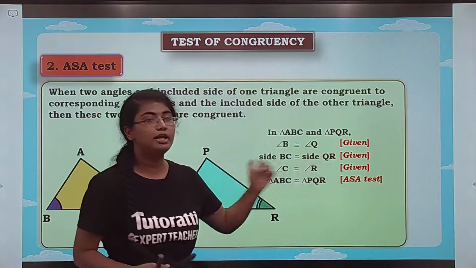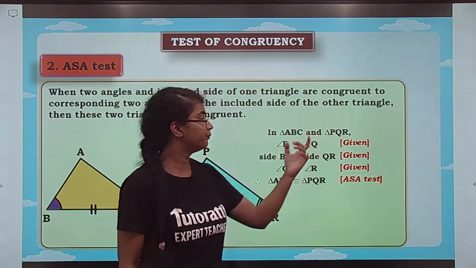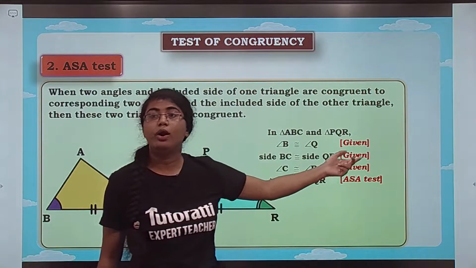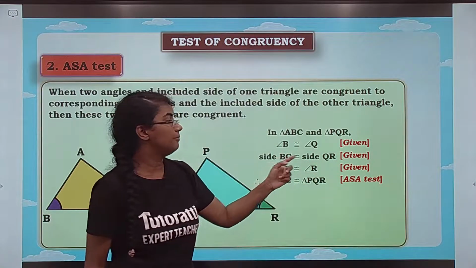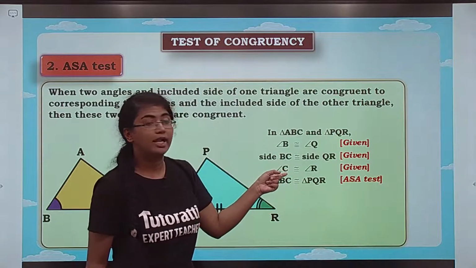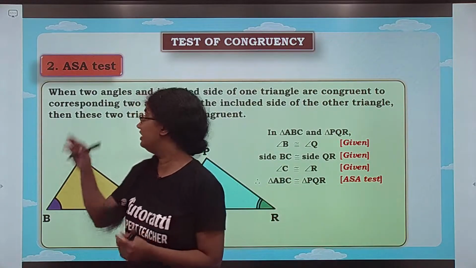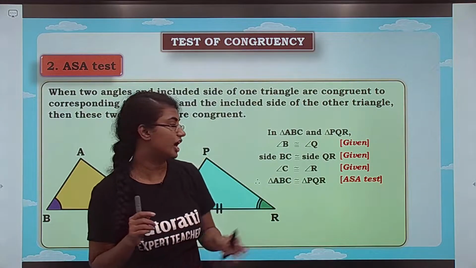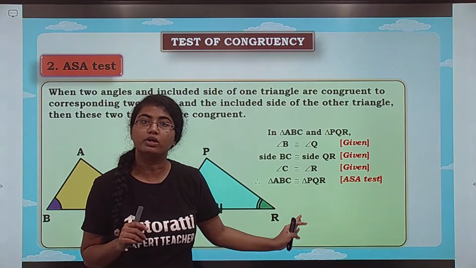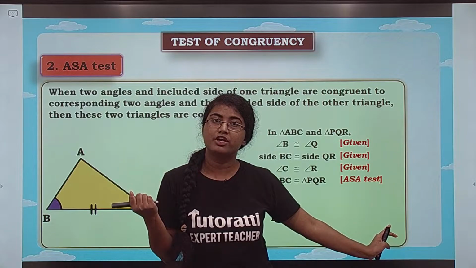Okay, write it down mathematically. Triangle ABC and PQR. Angle B is congruent to Q. Why? Because it is given to us. Side BC is congruent to QR. Why? Because it is given to us. Angle C is congruent to angle R. Given to us. Therefore, with this test of congruency, we can prove that the two triangles are congruent. And the reason being ASA test. Is it easy to understand?